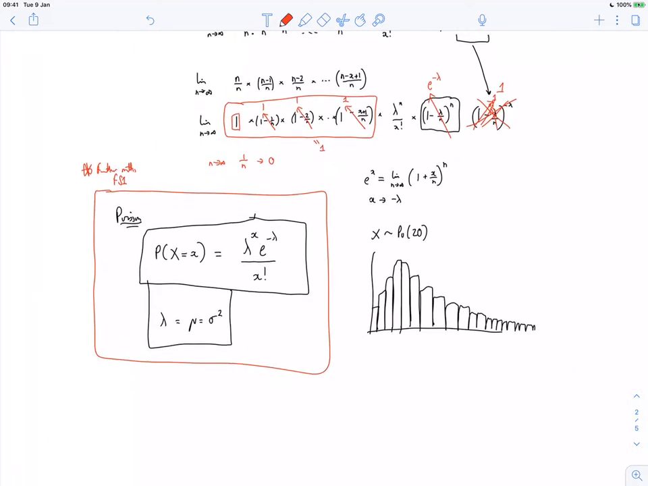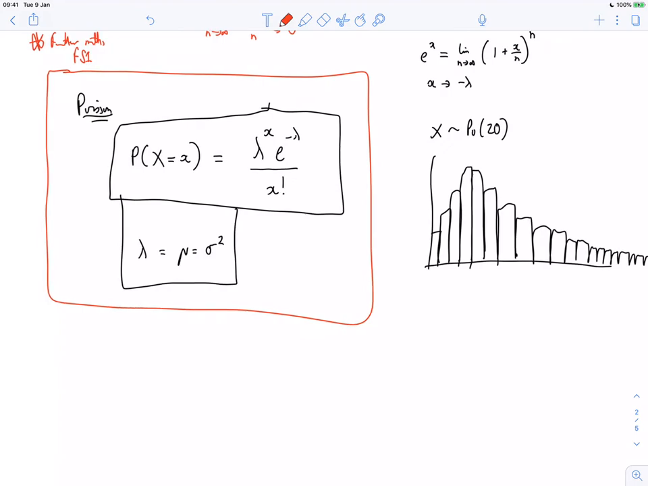So a couple of other key facts as well. For example, suppose I've got X.